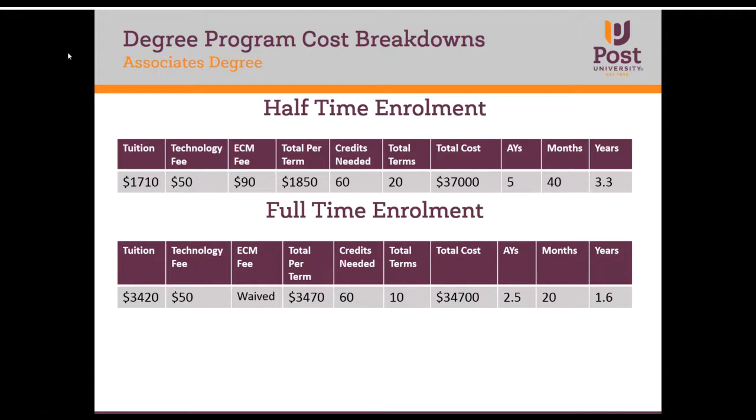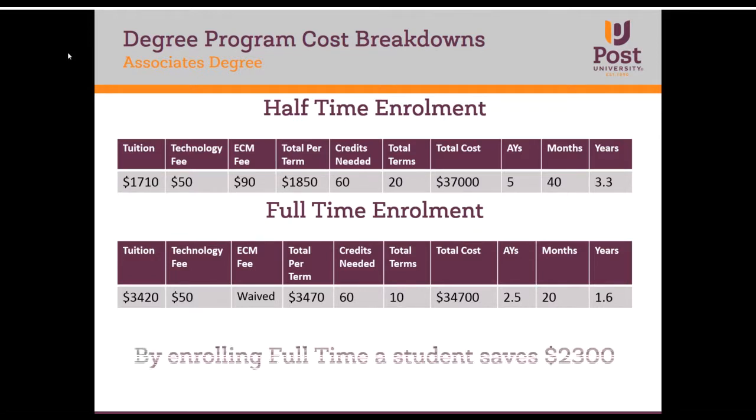So your total per term is $34.70. Still the same number of credits necessary, but you're completing your degree in 10 terms. Okay. Your cost is also lower, $34,700. You're only needing 2.5 academic years, 20 months, a little over a year and a half. So that's the accelerated part of the accelerated degree program.